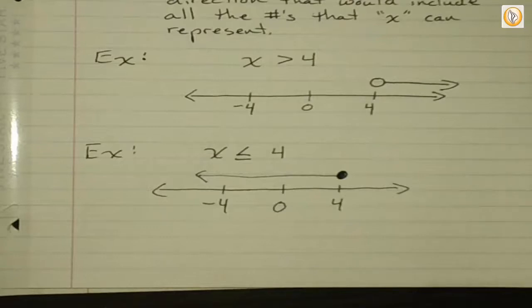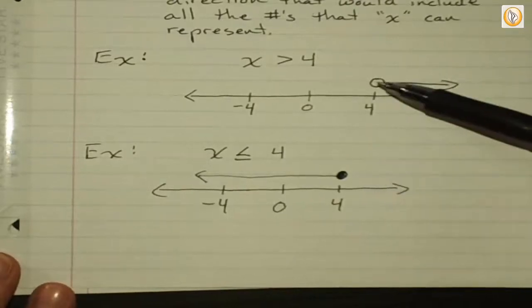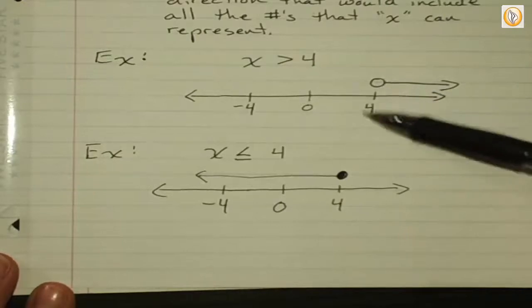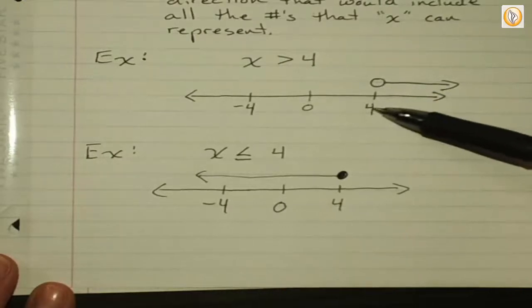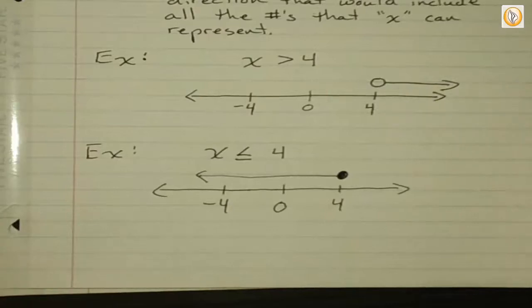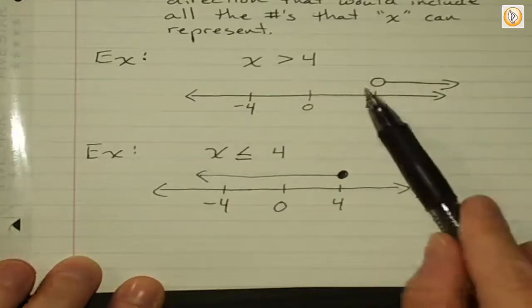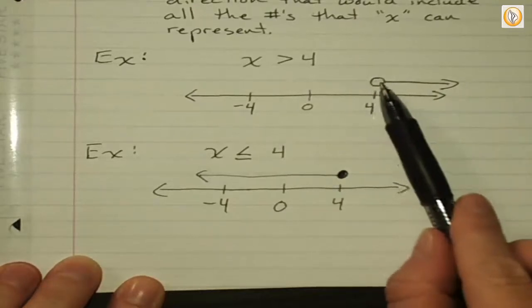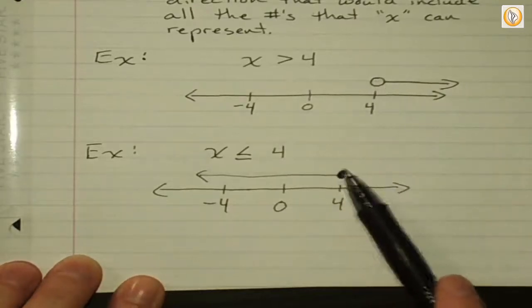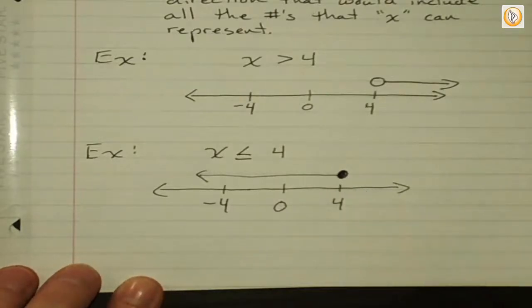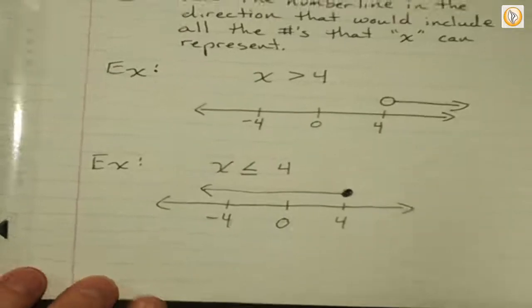Okay? Now, why open and closed? This, it's open. So that's saying we're not including the number 4. It's open. It's hollow. It's saying we're going to start at the 4 and go this way, but we're not going to include it. That's why it's open. Closed means you are including that number. Okay? All right, let's do another.